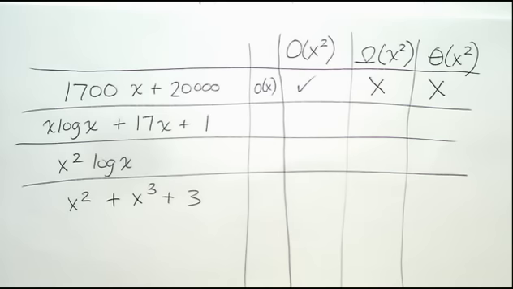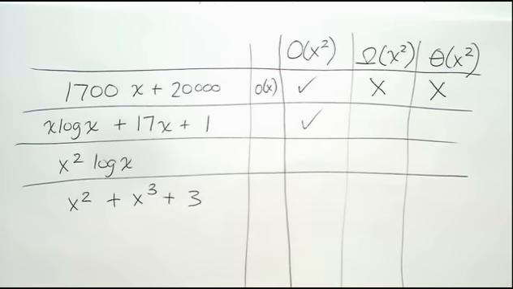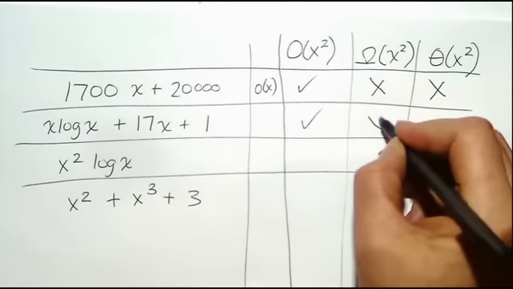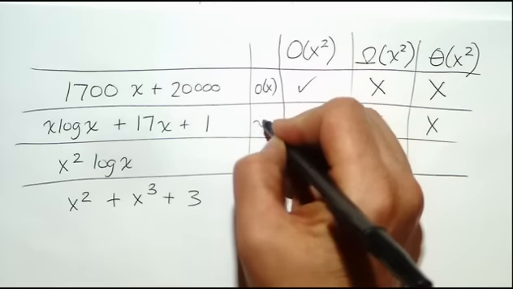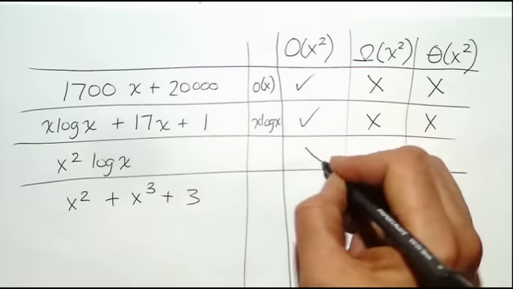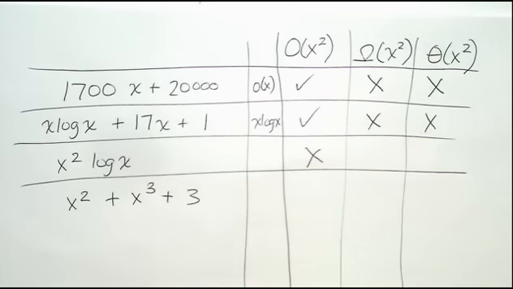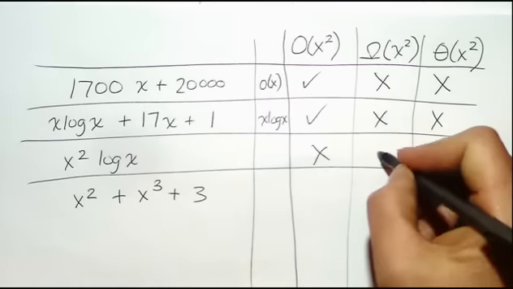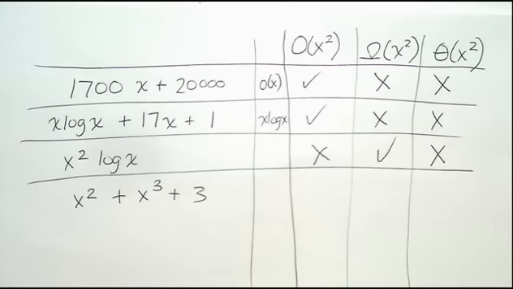All right, x log x plus 17x plus 1. Is that in big O of x squared? Yes. Because the largest term is x log x, and that is less than x squared, which we already talked about before. And the smallest big O estimate is x log x. How about x squared log x? Is that in big O of x squared? No, it isn't. Is it in big omega of x squared? Yes, because I can prove that it's bigger than x squared as long as x is big enough. And it can't be in big theta unless it's in both.